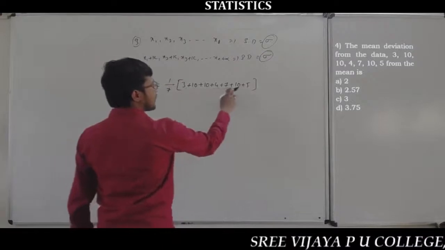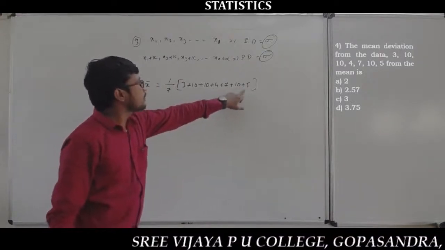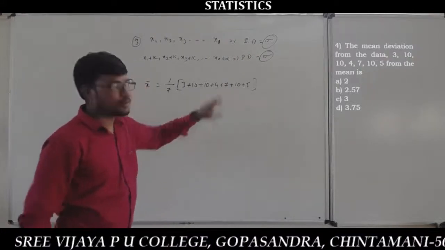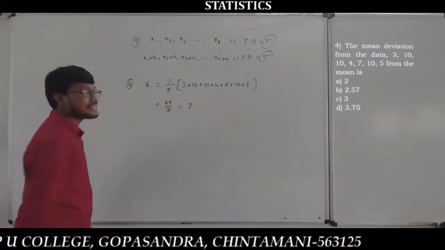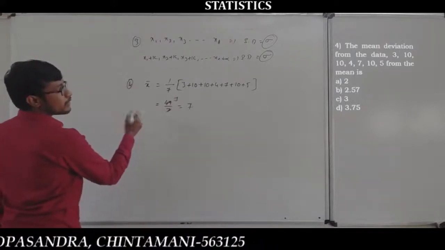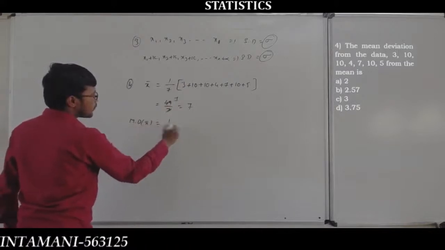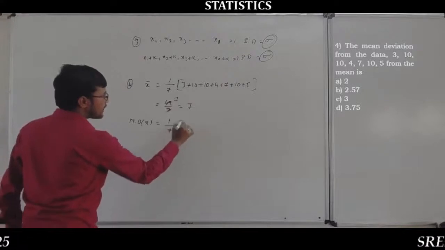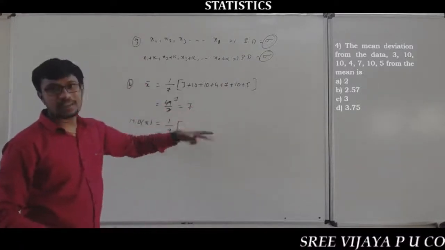Adding up: 3, 13, 23, 27, 34, 44, 49. So that is equal to 49 by 7, which is 7, since 7 sevens are 49. Next, we can find the mean deviation from the mean. The mean deviation from the mean is equal to 1 upon n, where n is the number of observations, 7 only, right? For each observation, we subtract 7 and take the modulus value.